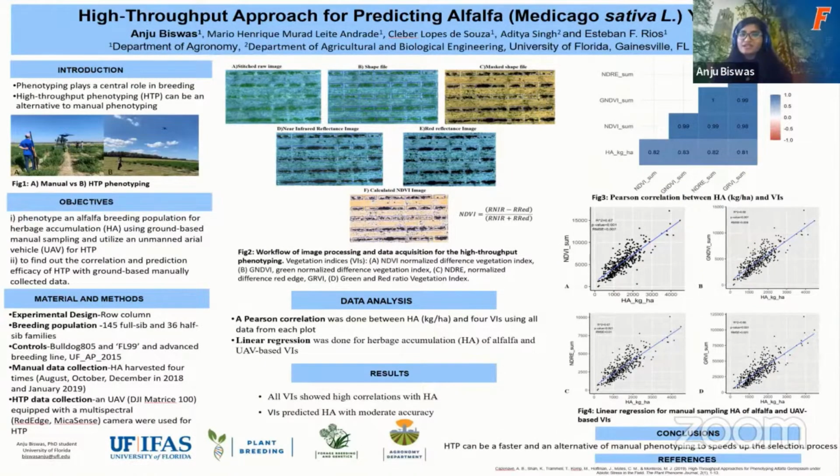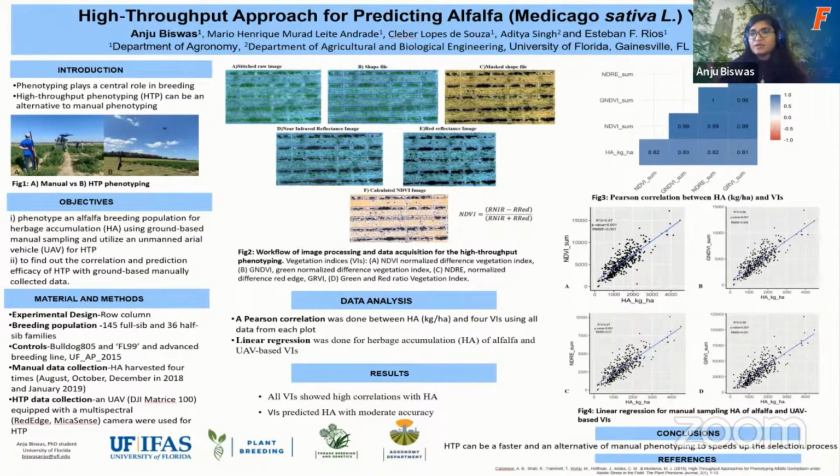Good morning, everyone. I'm Anju Biswas, a PhD candidate from the Agronomy Department at University of Florida. I'm excited to share my research entitled High Throughput Approach for Predicting Alfalfa Yield. Predicting alfalfa yield depends on phenotyping. Phenotyping is very crucial in plant breeding.